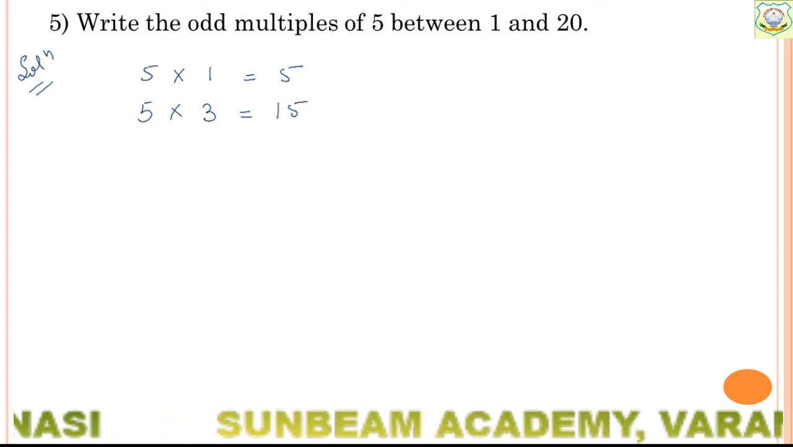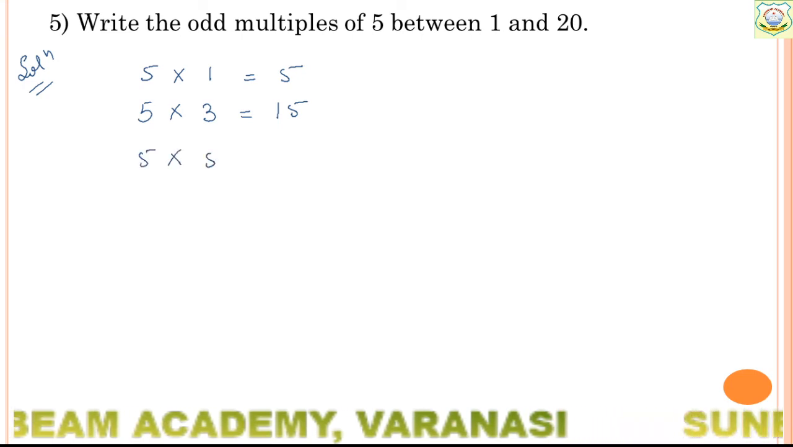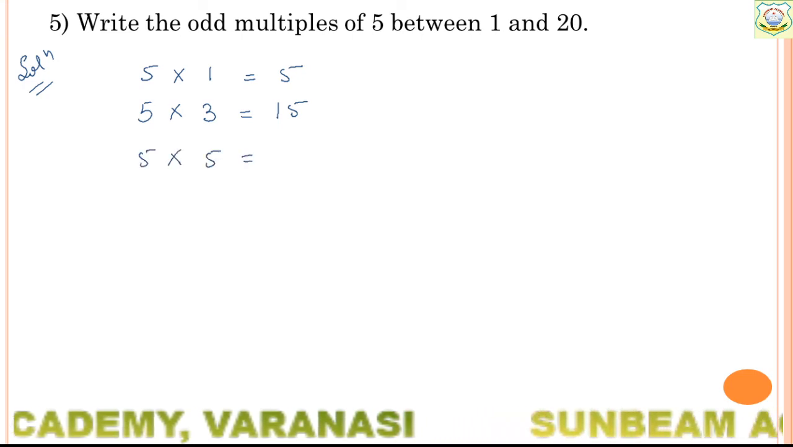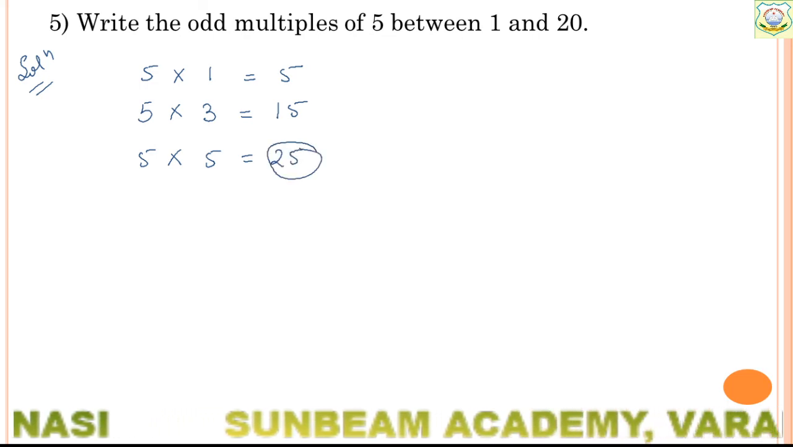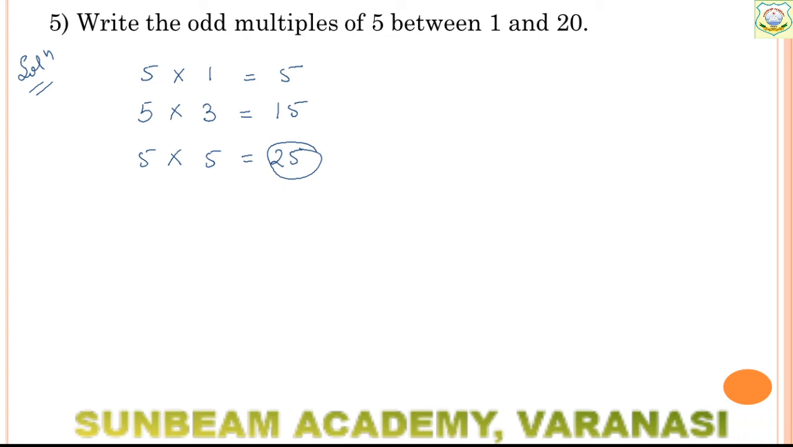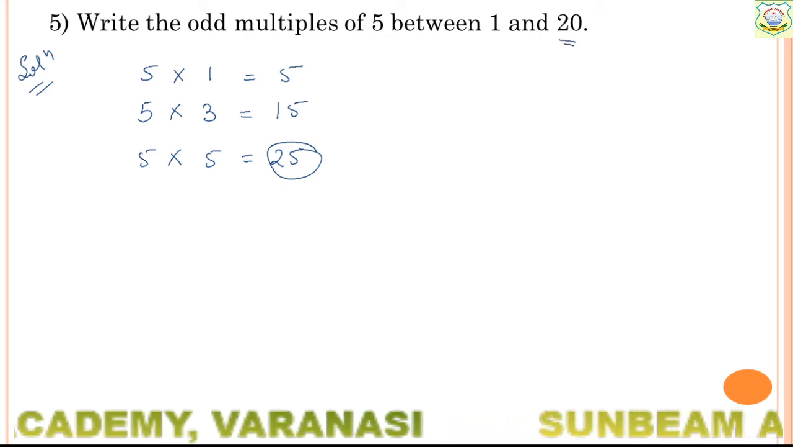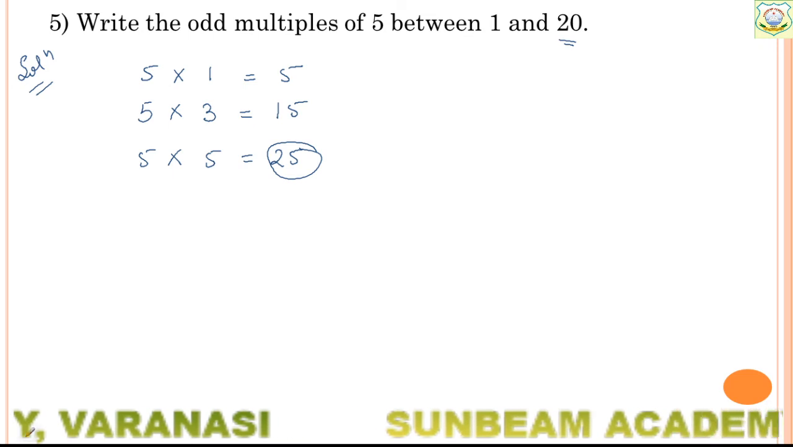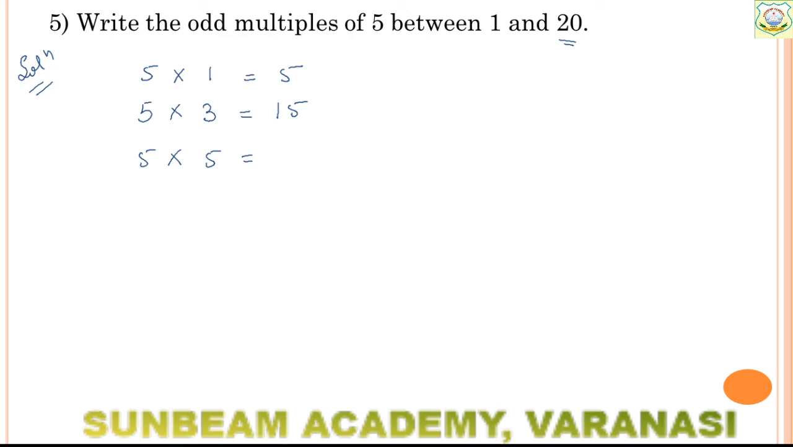Okay. Then 5 multiplied by 5. If we go 5 multiplied by 5, we will get how much? 25. It is more than 20, right? It is more than 20. So we don't have to write it. We have to write only this much. So let's erase it. I was just explaining it. Okay. So we don't have to write this.